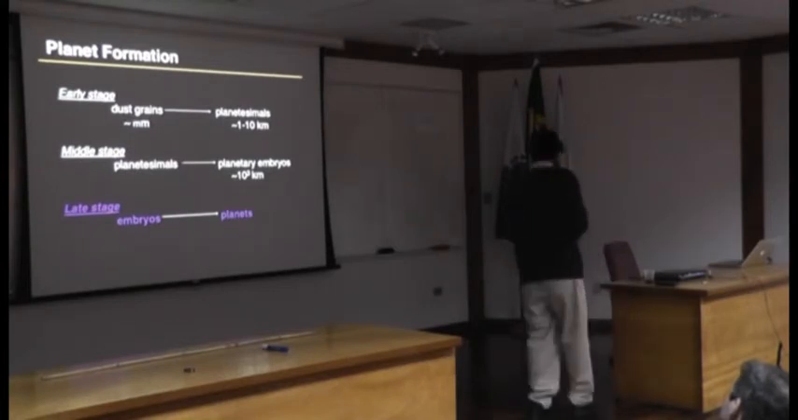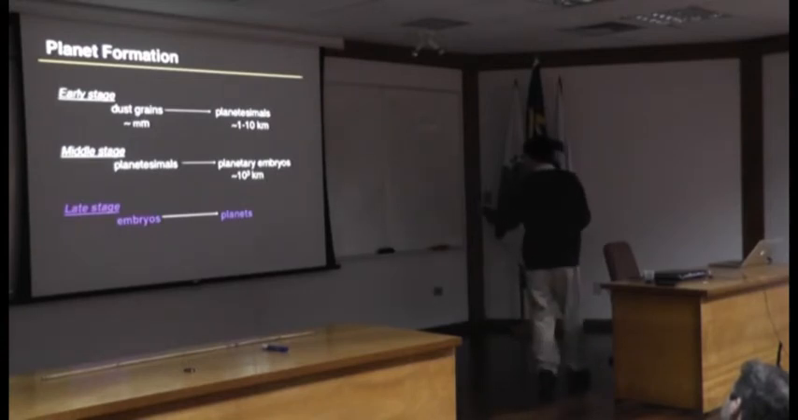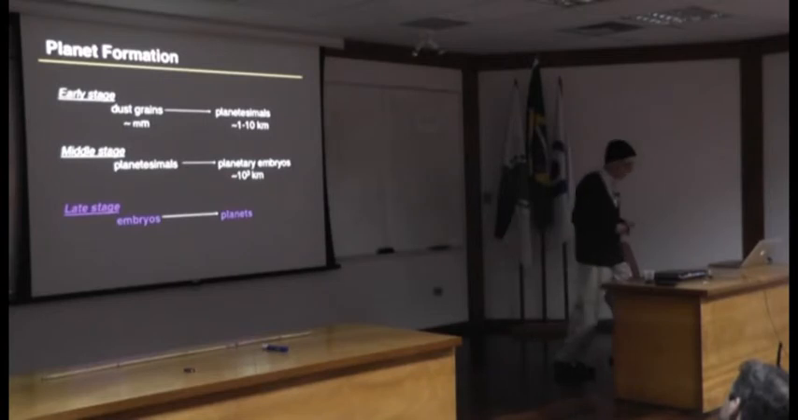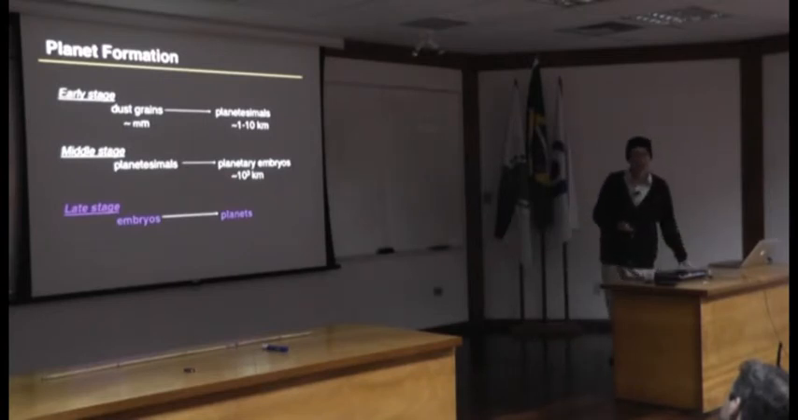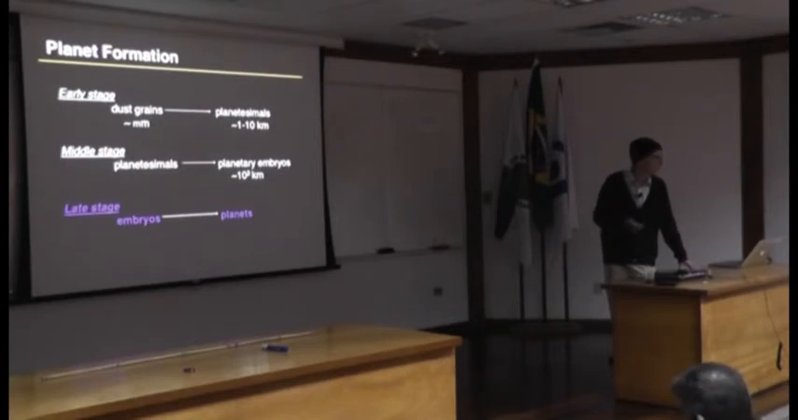A kilometer is key because beyond a kilometer, maybe beyond 10 kilometers, gravity is the dominant force on the planetesimals. The dominant force on everything is the gravity of the sun, but the second force is the mutual gravitational interactions of the planetesimals once they get to a kilometer or larger.